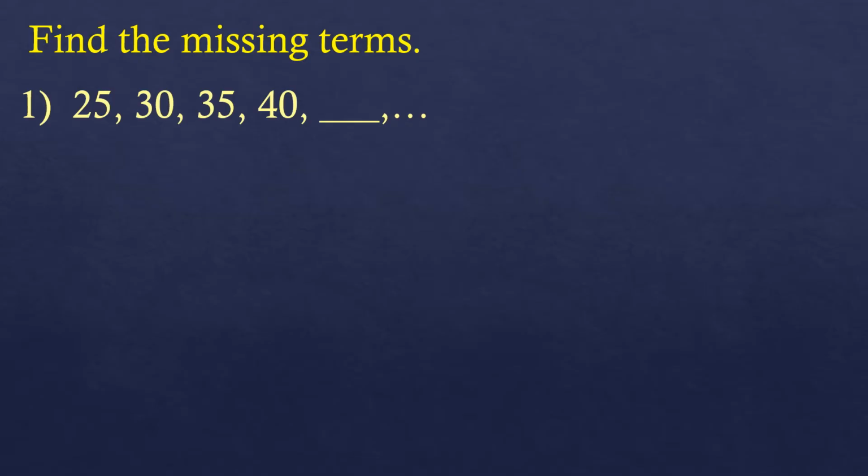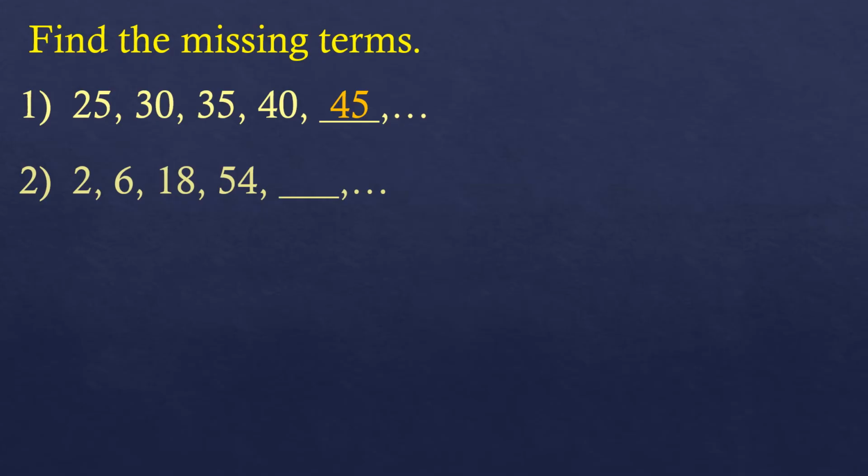To know the next term, 25 plus 5 is 30, 30 plus 5 is 35, 35 plus 5 is 40, 40 plus 5 is 45. So that's quite easy. Next, we have another sequence.